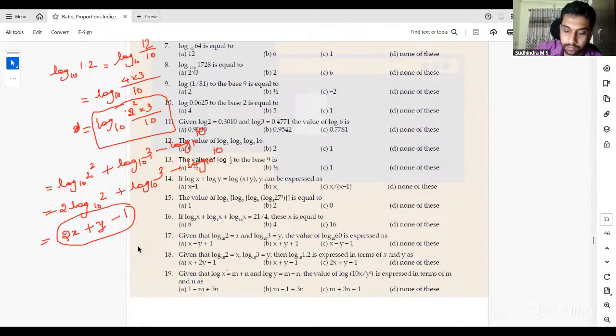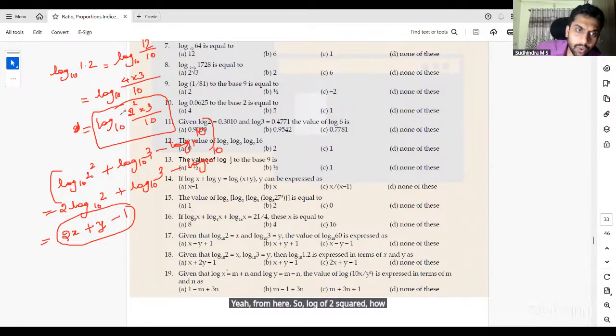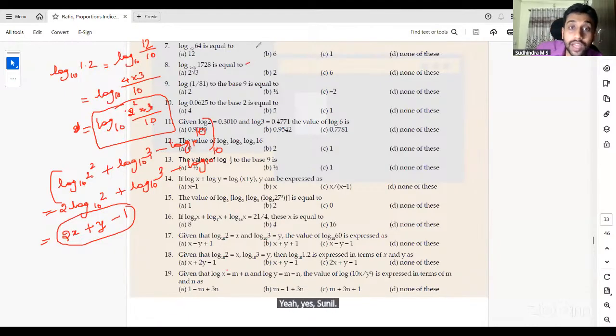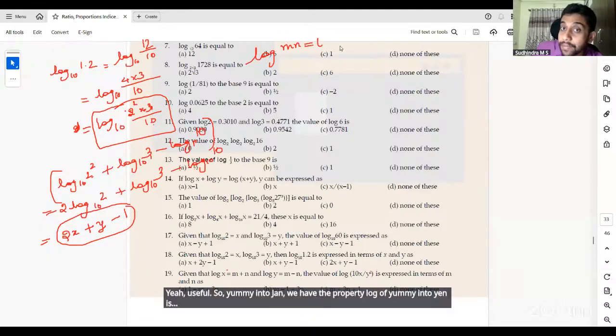Sir, could you explain the fourth step? You want me to explain this? Yes, sir. From here, log of 2 square, how did I get this? Now, I have log of 2 square into 3 by 10, correct? This is m into n. 2 square into 3 is m into n. So for m into n, we have the property log of m into n is log m plus log n.